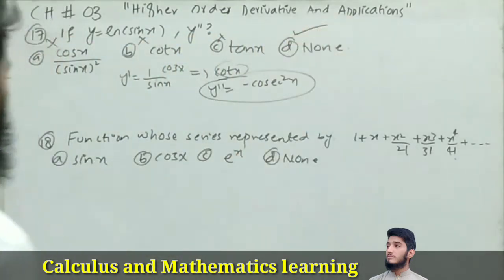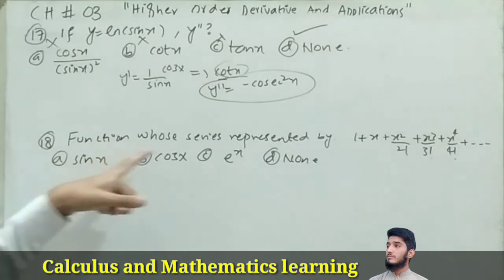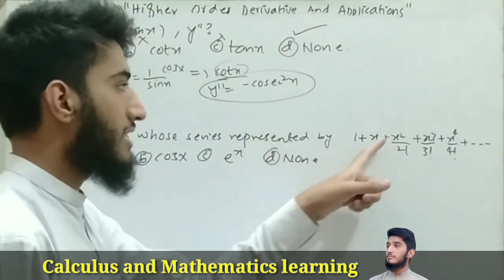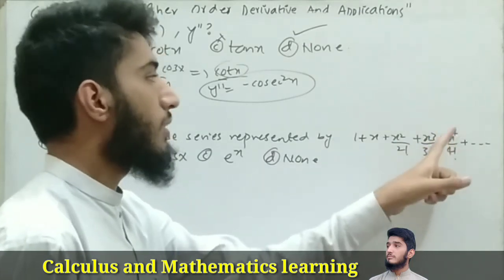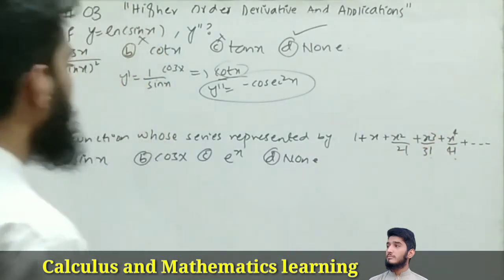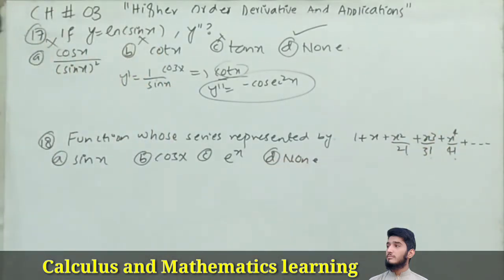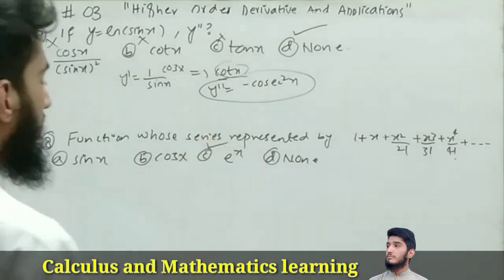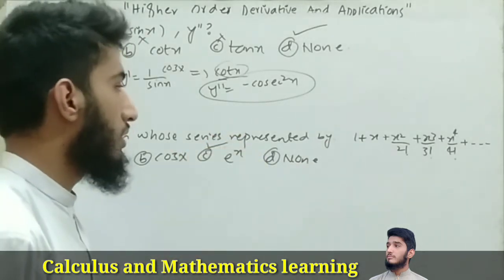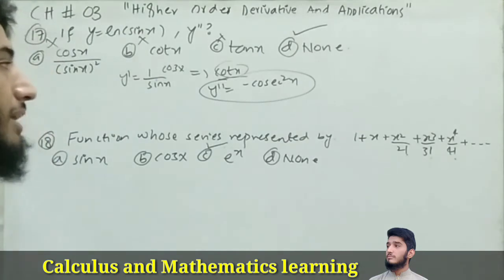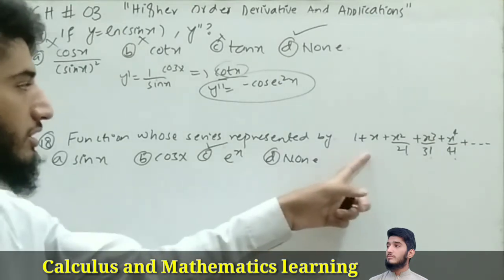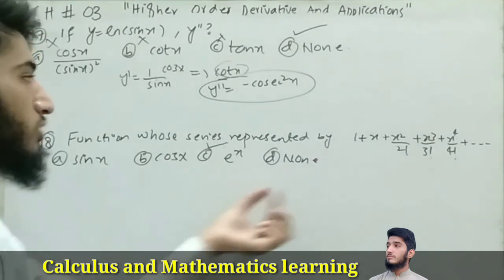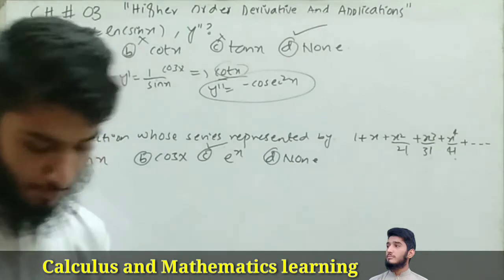Option number D. MCQ number 18: the function whose series is represented by 1 plus x square by 2 factorial plus x power 3 by 3 factorial plus x power 4 divided by 4 factorial. This is the Maclaurin series expansion of which function? The correct option is e power x. How e power x? You can watch my video in my YouTube channel, Calculus and Mathematics Learning. In the higher order derivative playlist, you will easily find the Maclaurin series expansion of e power x, which gives us this series.